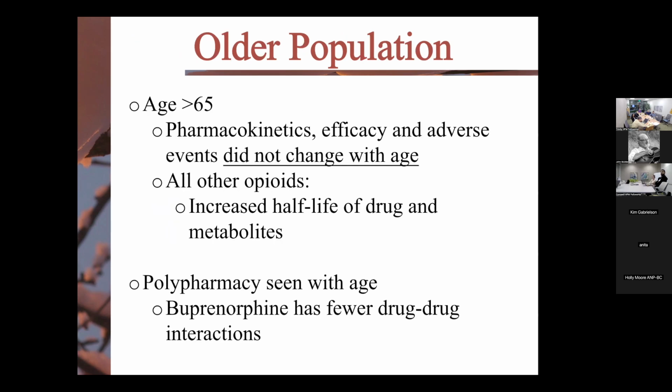In the older population, studies looked at dosing people over the age of 65. They found that pharmacokinetics were just the same and did not change with age, compared to other opiates where increased half-life is noted. Because of the fewer drug-drug interactions, it's also safer when we're looking at polypharmacy, so we can do much better in that regard. And then I do also want to mention cognitive changes in the elderly population were much less compared to other opiates as well.